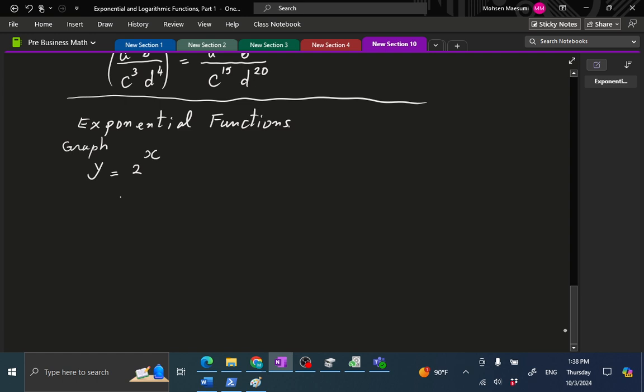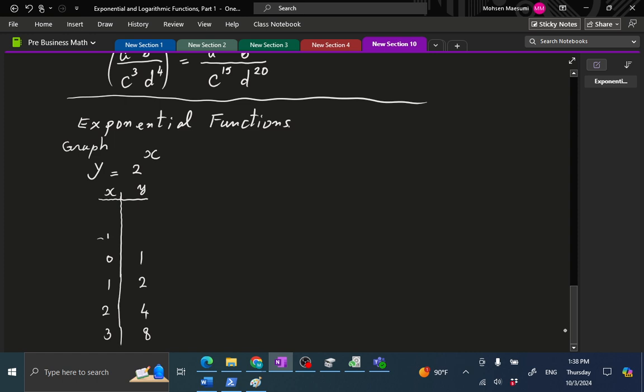What's a graph? Well, a graph is a visual representation of a table. So here I put my x and then my y. We learned that if x is 0, that means 1. If x is 1, 2 to the power of 1 just means 2. 2 to the power of 2 means 4. 2 to the power of 3 means 8, and so on.